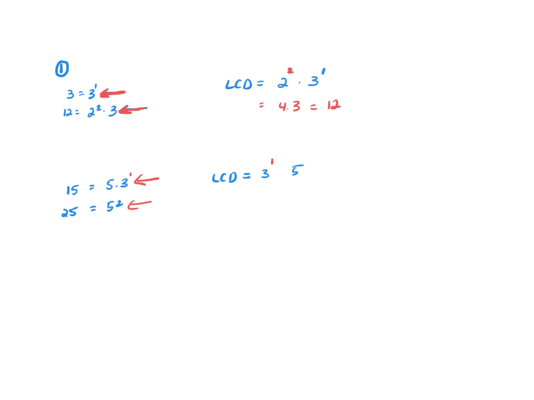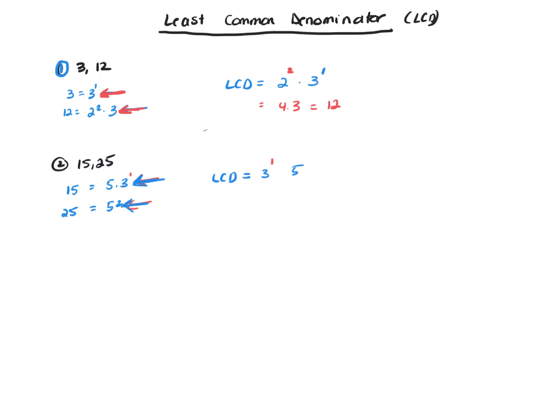What's the most of 5 shows up here? Once. What's the most of 5 shows up down here? Twice. What was the most I said? Twice. That's 3 times 25, or 75.